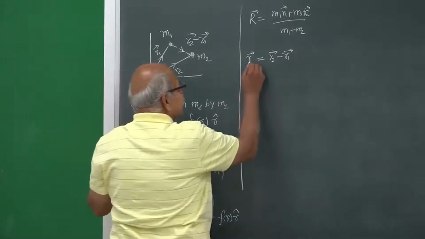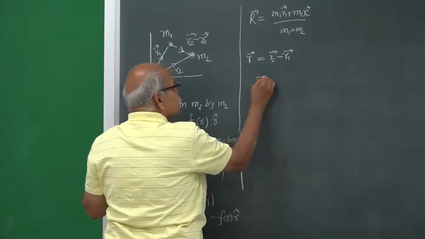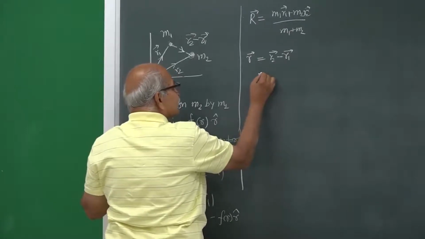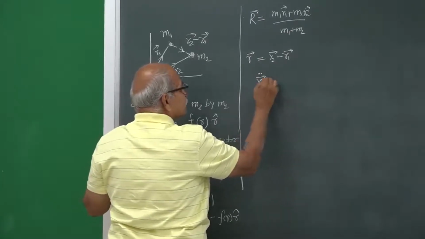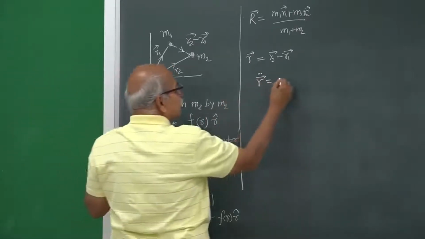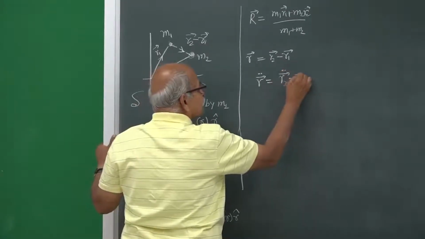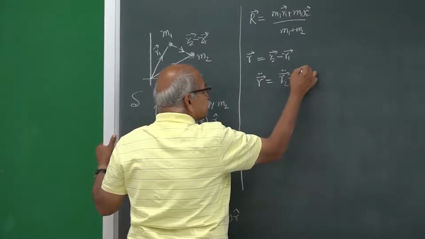Now, let us see, if this is r, what is r double dot? What is r double dot? R double dot means the second time derivative, the acceleration. R double dot will be r2 double dot minus r1 double dot.